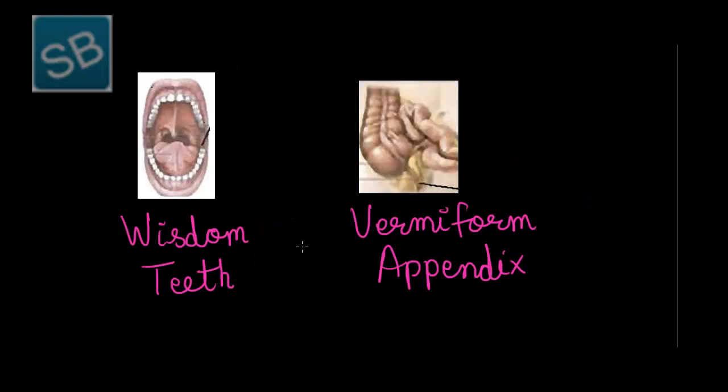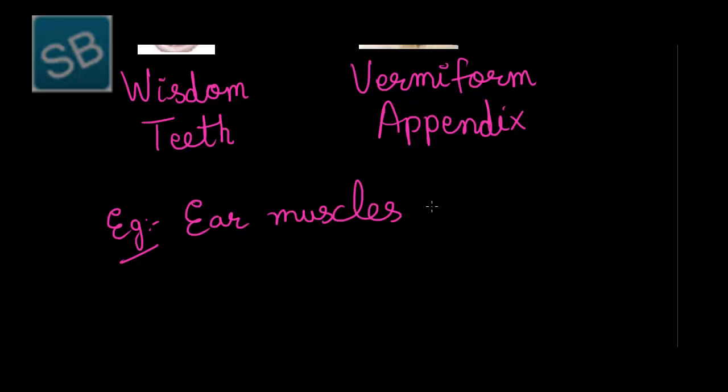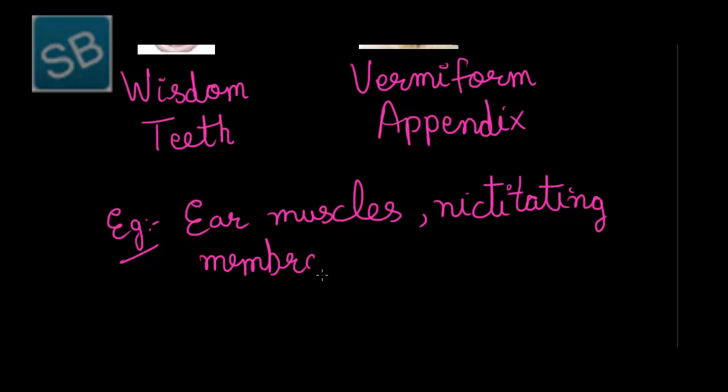These are examples of vestigial organs, which include the vermiform appendix and wisdom teeth. Other examples also include ear muscles, the nictitating membrane, and many others.